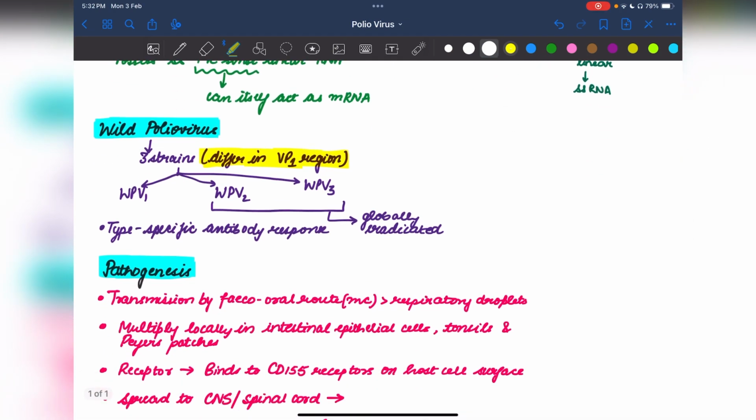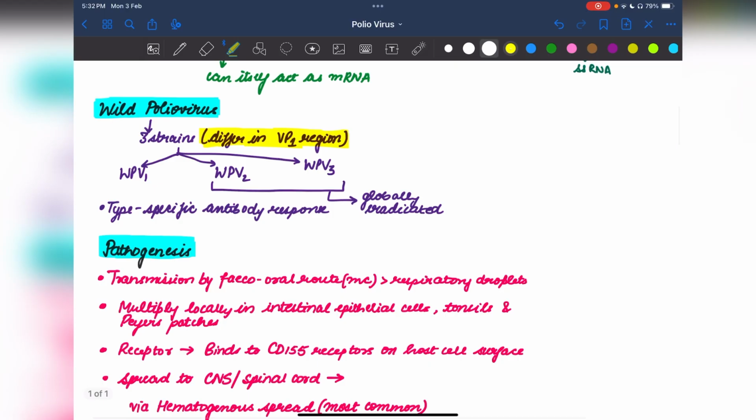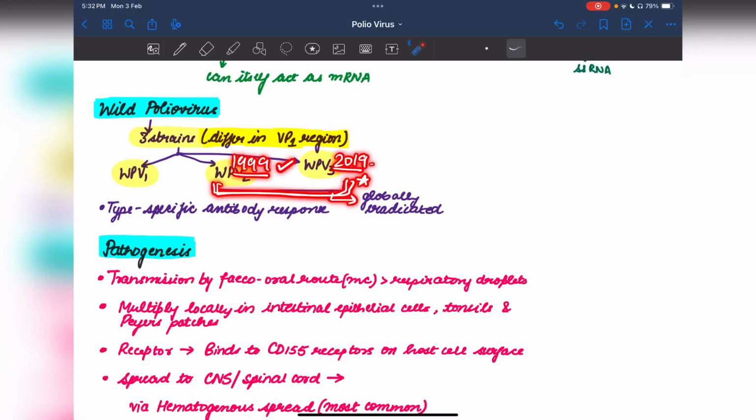Now coming to antigenic types of polioviruses, there is wild poliovirus which has 3 strains: wild poliovirus 1, wild poliovirus 2, wild poliovirus 3. Of this, 2 and 3 are globally eradicated, in 1999 and 2019 respectively. And there is a type specific antibody response. So if there is antibody production against wild poliovirus 2, it will not act against the antigenic structure of wild poliovirus 1. So they are type specific antibody responses.